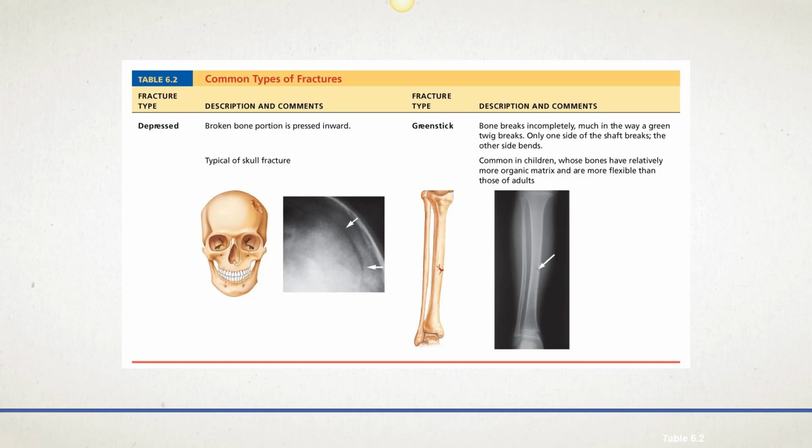Depressed is when a bone is broken inward. Here you can see a depressed fracture in the skull. And a greenstick fracture is when the bone breaks incompletely, and the broken ends are kind of like if you were to take a fresh twig off of a tree and try to break it: you see the green part in there because it's still a living branch. That's how this is described. So it's still tightly held together, but it's flexible.